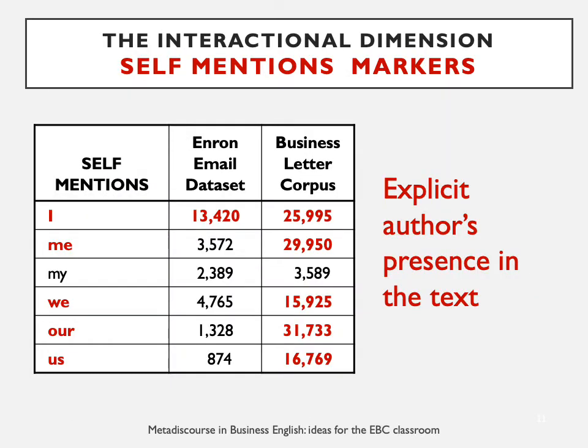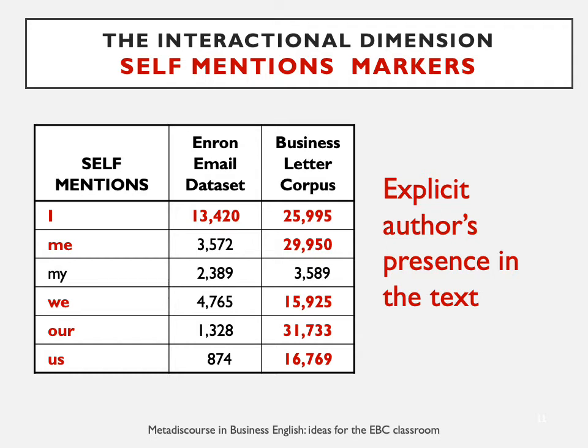In this presentation, I will provide some of the first findings regarding three interactional metadiscoursal features that I found to be essential for the interactional perspective. Firstly, I will take into account self-mention markers that reveal the presence of the writer in the text. I found a high rate of occurrences for the first person singular personal pronoun I in both corpora, but almost double in the business letter corpus with respect to the Enron email dataset.